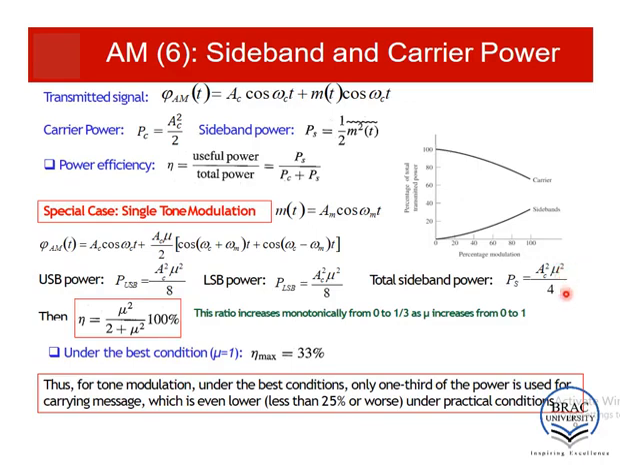Now we can calculate the efficiency of the DSBSC AM. The efficiency will be mu square by 2 plus mu square. This is a very easy calculation if you put the values of PS and PC in this equation. Now, if mu is 0, the efficiency is 0. If mu is 1, the efficiency is 1 by 3. So the maximum efficiency we can achieve here is just 33%, which is not very efficient.